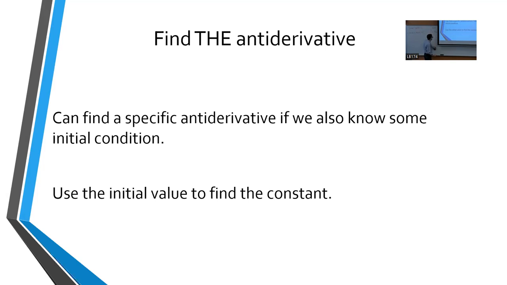Now, I don't know how much of this you did in Calc 1. Depending on your Calc 1 class, you might or might not have done finding a specific antiderivative given some initial known value. So we've been integrating and we've been putting this plus c at the end. Well, what I can do if I want to is, if I know some initial condition, I can find the plus c as well. I can find which c to use.